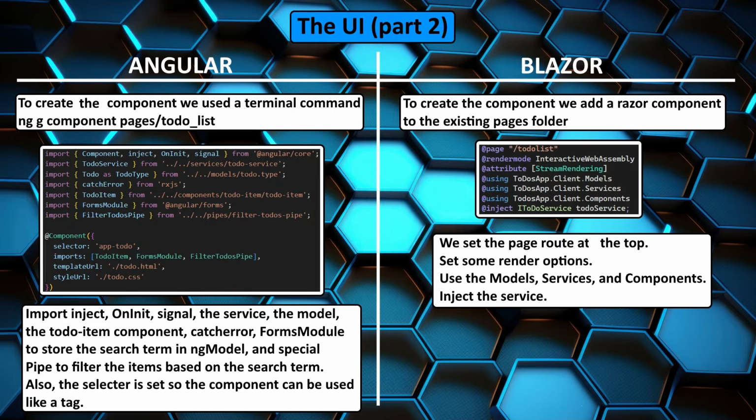In Blazor, we added a Razor component to the existing Pages folder. At the top, we specify a page name. This serves as a route, the same name we used in our menu item. We set some interactive rendering options for the component. We also use the model, services, and components. Then we inject our to-do service into the component.